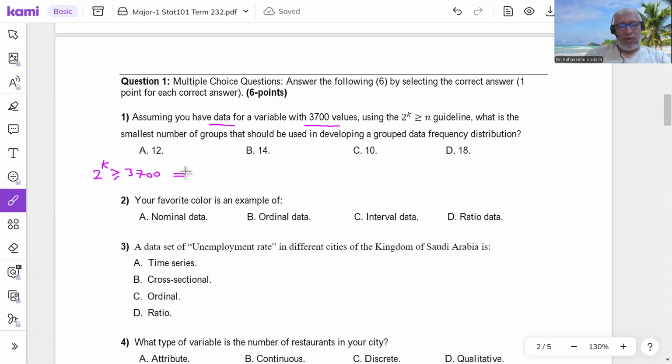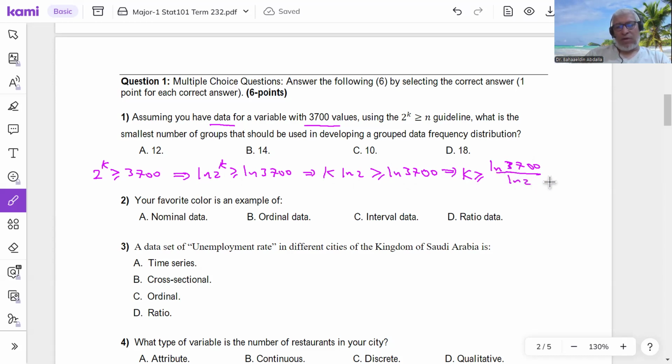Now, how can we solve this inequality? How can we find the value of k? We can take ln of both sides. And then we know that, by one of the properties of ln, this k can come outside. So we can write it k times ln 2 greater than or equal to ln 3,700. And to find k, we can just divide both sides by ln 2. So ln 3,700 over ln 2.